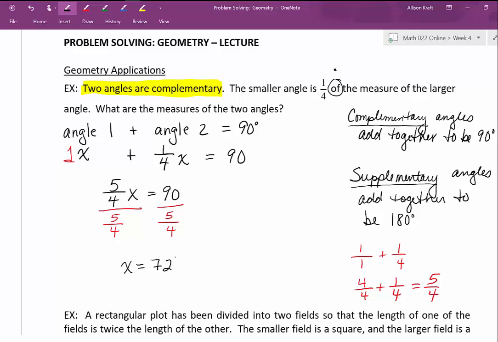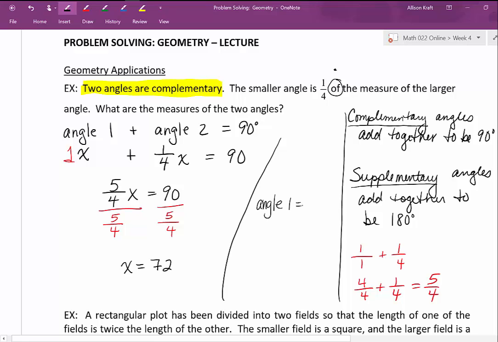Now we want to go back and answer the question. The question was, what are the measures of the two angles? So far, we've only found the measure of angle 1. Angle 1 is 72 degrees. Angle 2, well, it's the complement. So 90 minus 72. Angle 2 measures 18 degrees.